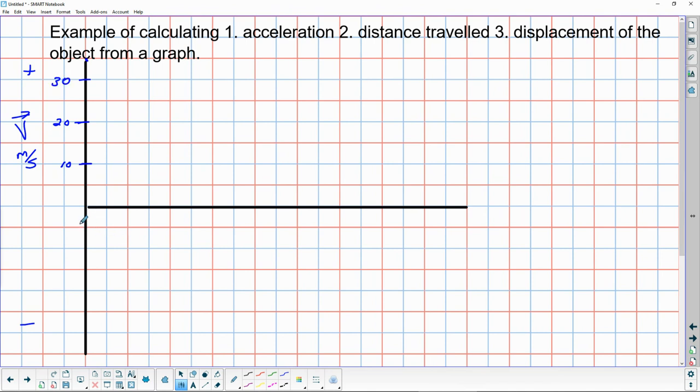And then we'll go downwards, the same way. And then we'll just do seconds in here: 2, 4, 6, 8, 10. We'll go up to 14 seconds down here.